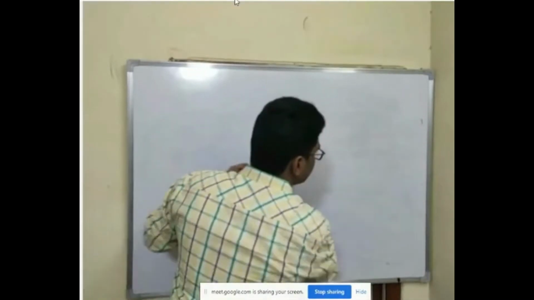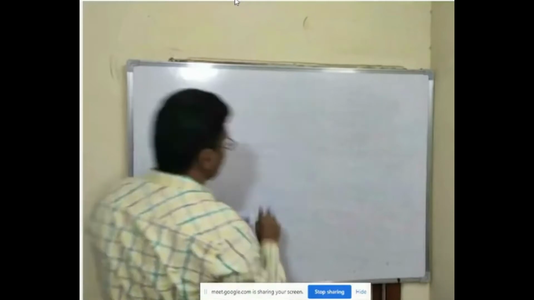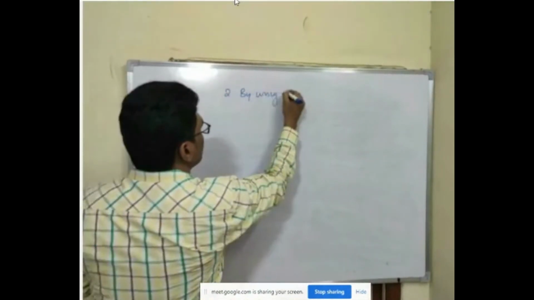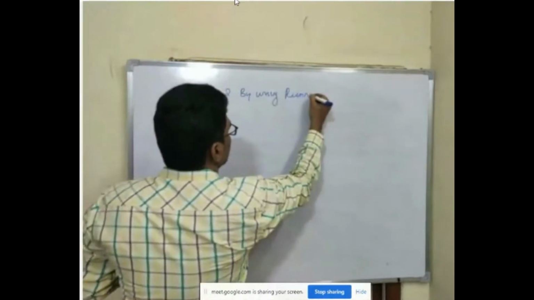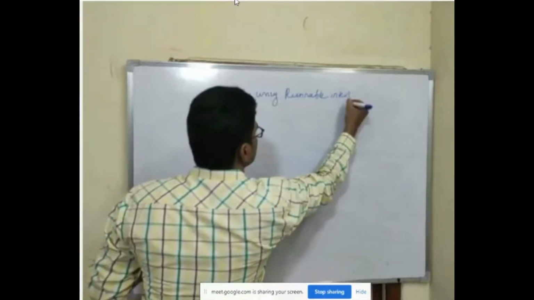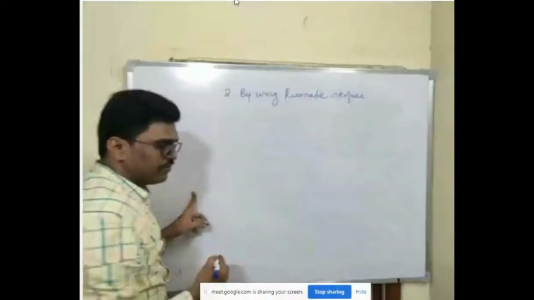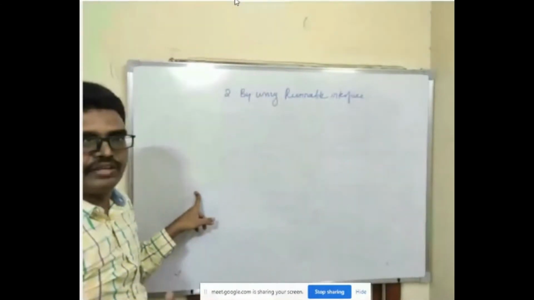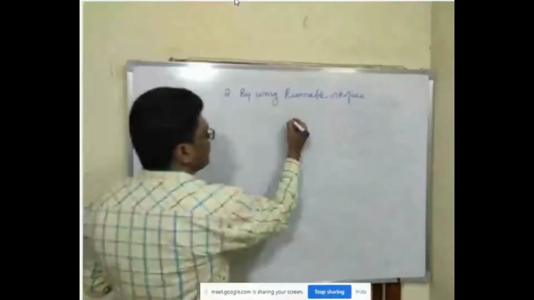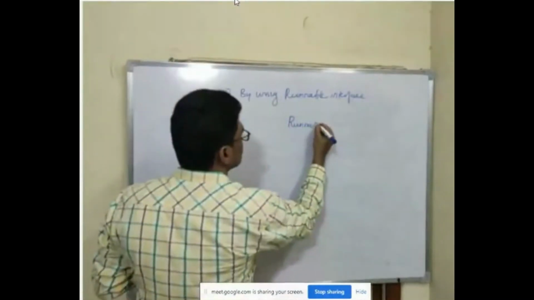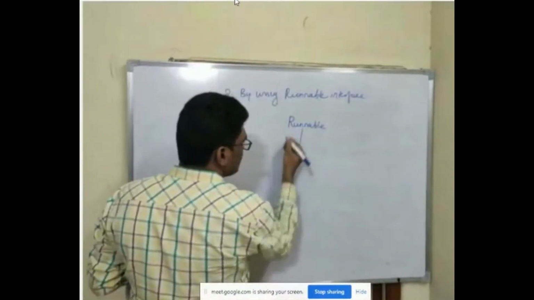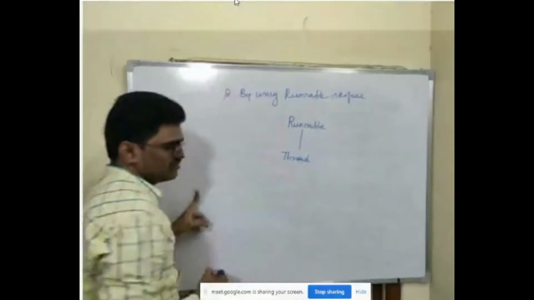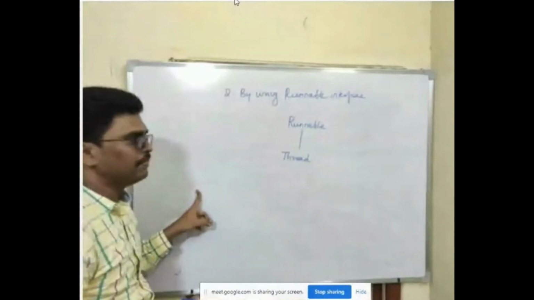The second mechanism is by using the Runnable interface. How can I create a thread by using the Runnable interface? Actually, your Runnable interface is like this, which is implemented by your Thread class. This is the actual hierarchy. Runnable is an interface which is implemented by your Thread class.